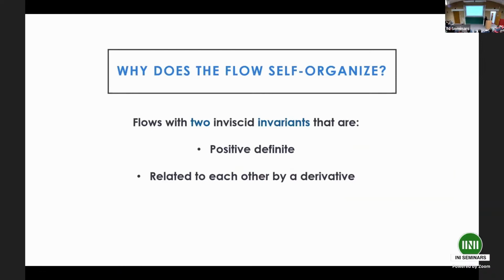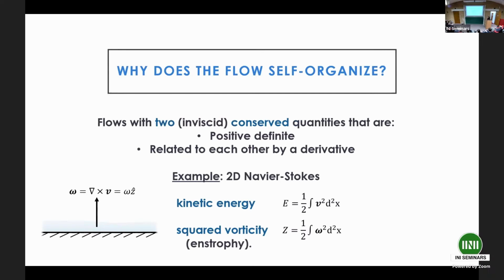So just to put everyone on the same footing, I want to say generally when you expect the situation to happen. That's basically when you have flows with two inviscid invariants that are both positive definite and are related to each other by a derivative. The reason why inviscid invariants are important is because, as we said before, at most scales, dissipation shouldn't matter. Okay, so how does that come about?